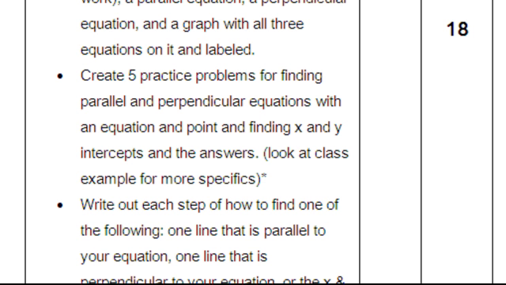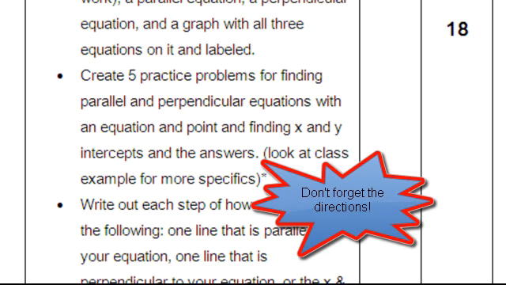So those are three different types of problems. You have to have 5 of them so you can repeat any types you want. And you also have to show me the work for it. And please do not forget to have your directions. If you don't have your directions, I don't know what you're supposed to be doing.